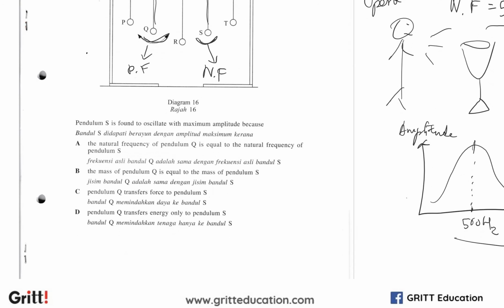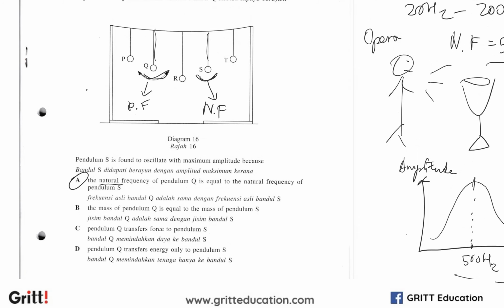So A, the natural frequency of pendulum Q is equal to the natural frequency of pendulum S. This is actually the answer. They may not necessarily use the word driver frequency, but because Q itself can be a pendulum whereby you push it and it naturally oscillates at its natural frequency, you can say it is the natural frequency, you can also say it's the driver frequency for pendulum S.